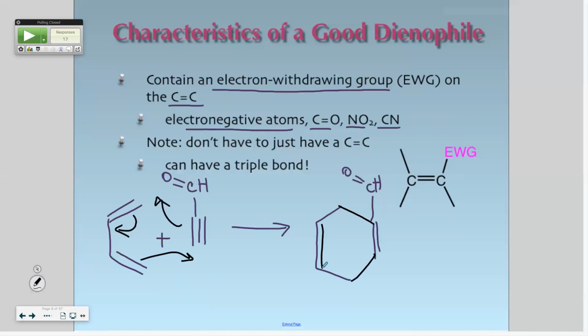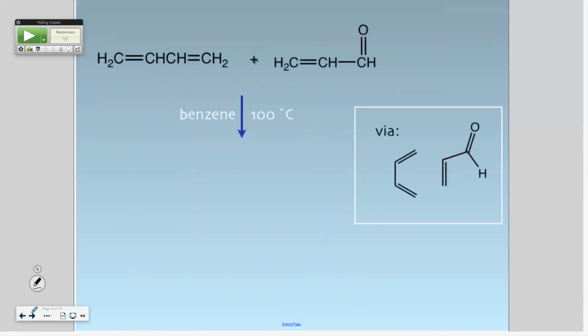Okay, notice what didn't react. This double bond, because it's a carbon. Okay, it didn't get to go to the party. Kind of like the whole neighbors thing. Okay, so you're going to look for electronegative atoms you want on your dienophile.